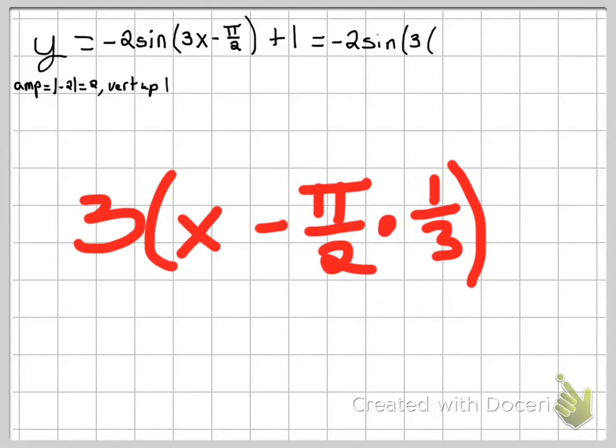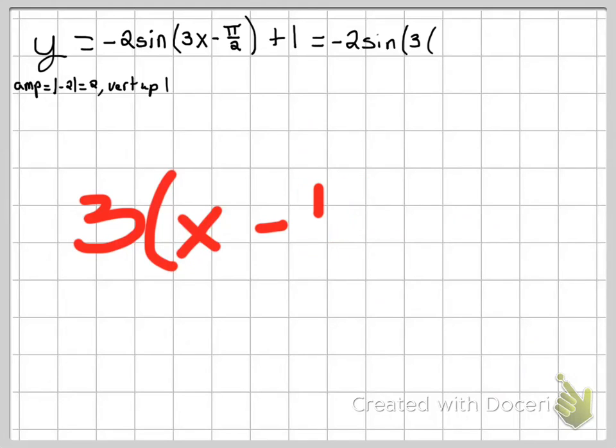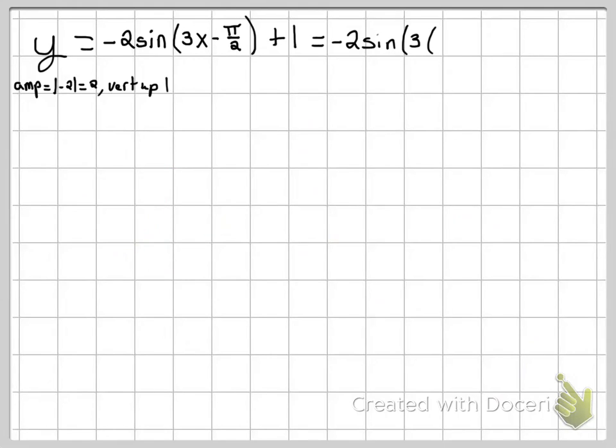So what I end up getting is x minus pi over 6 inside there when I factor that 3 out. It's a nice little trick so we can actually see what the phase shift is, because it needs to be in that form x minus, not 3x minus. So that becomes x minus pi over 6 and then plus 1. Now we can say that our phase shift is to the right pi over 6.